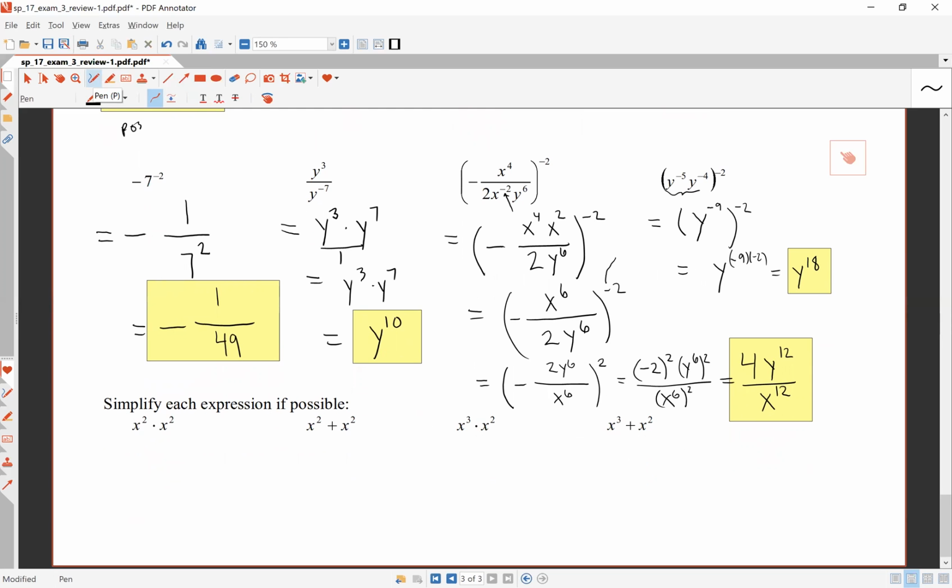Last set of problems. Simplify each expression if possible. And so this puts together the multiplication and addition. And remember, we can only add when they're like terms. But multiply anything. There's no limitation. X squared times x squared: 2 plus 2 is 4. And x squared plus x squared, those are like terms because they're both x squareds and their coefficients are 1. So 1 plus 1 is 2 x squared.